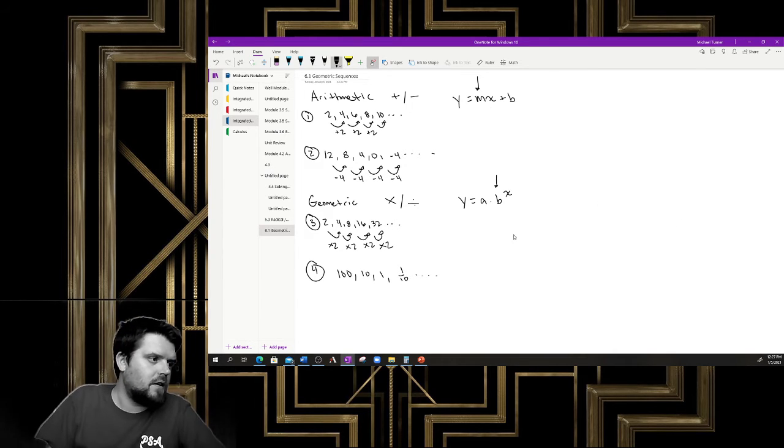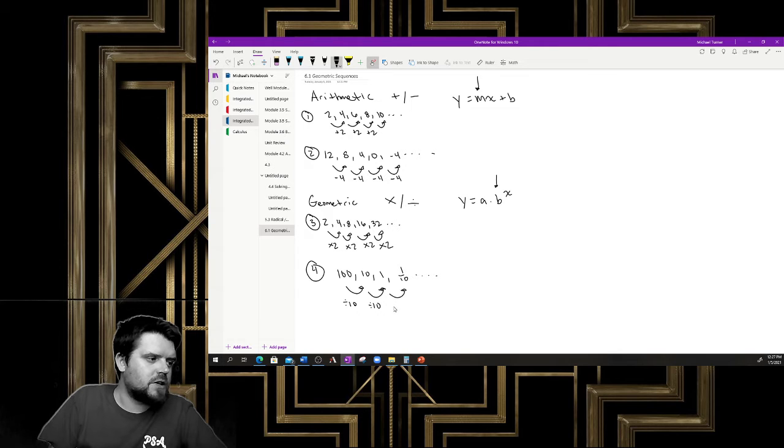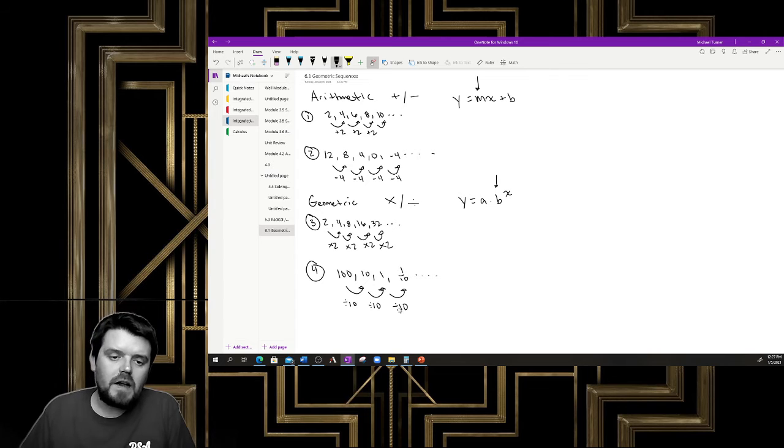Sometimes you'll be given 3 terms, 4 terms, 5 terms, but the pattern is the same. So we're looking for what the pattern is here. Each time I'm dividing by 10, and therefore, because I'm dividing by the same amount each time, I would identify this as a geometric sequence. That's the majority of your assignment for 6.1.